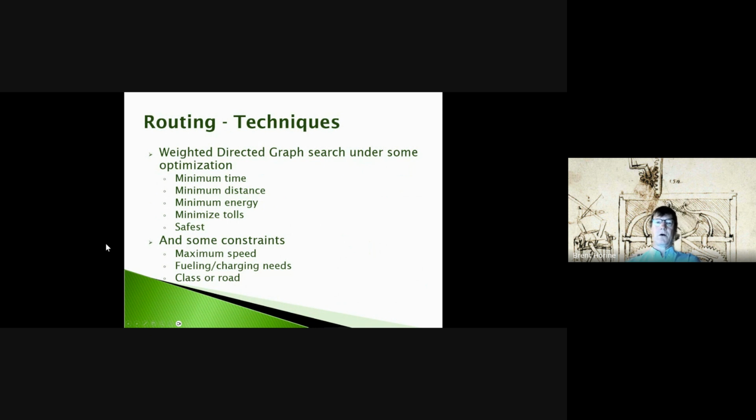So there are a few different ways of attacking this, but most routing is based in one way or another on what we call a weighted directed graph search under some optimization. So what do we mean by this? A graph is a connection of nodes.